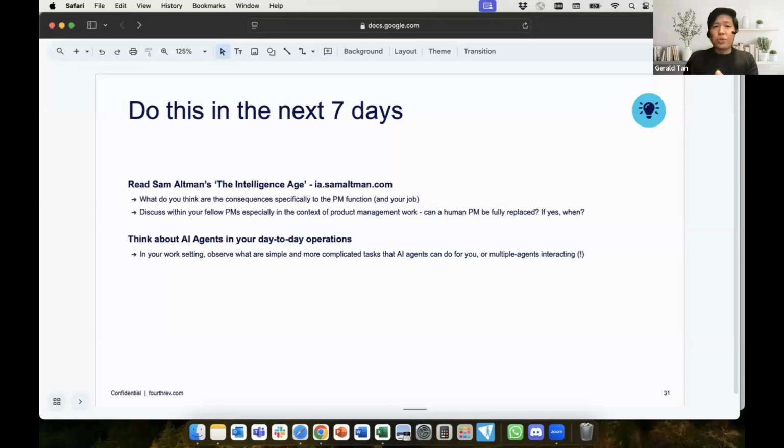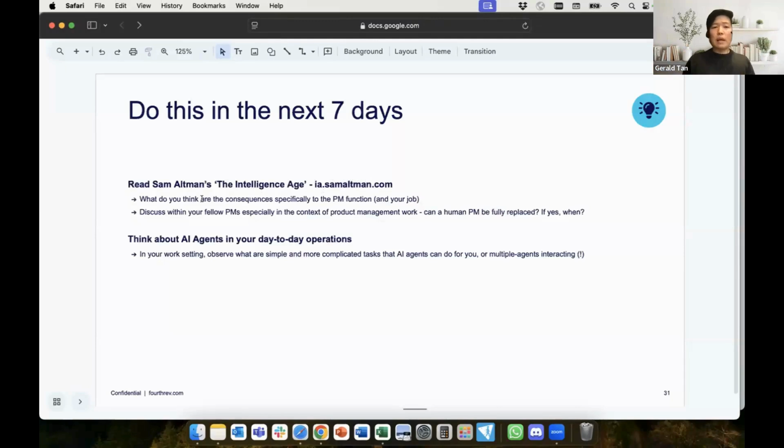So what I want you to do in the next 7 days is take this link. This is Sam Altman's essay about the intelligence age, where he talks about AGI, right? And I really want you to have a think for yourself. What are the consequences? Not for the world, that is too big. Just think for yourself from a PM perspective. What are the consequences to you?